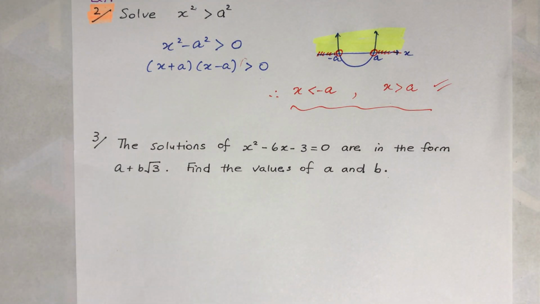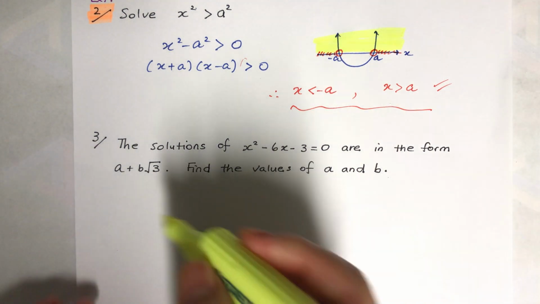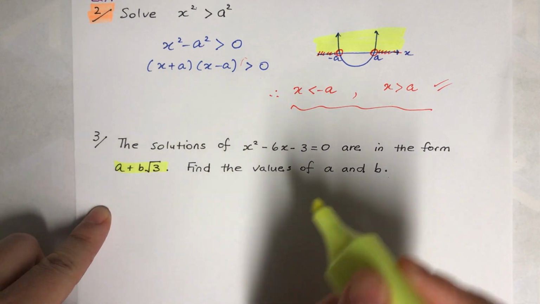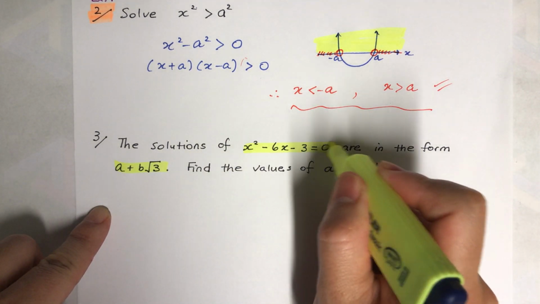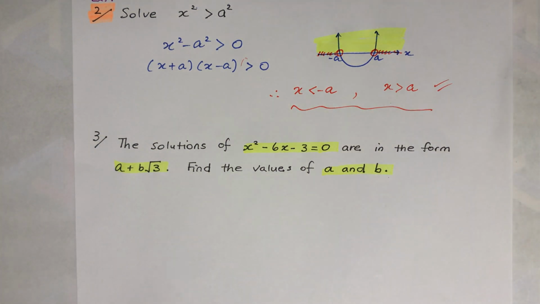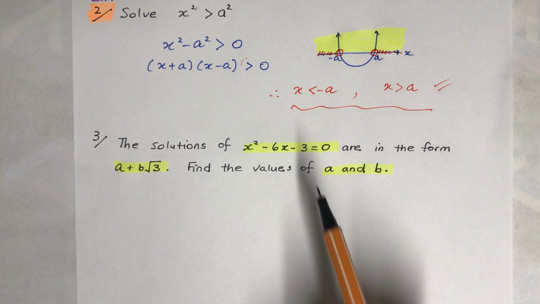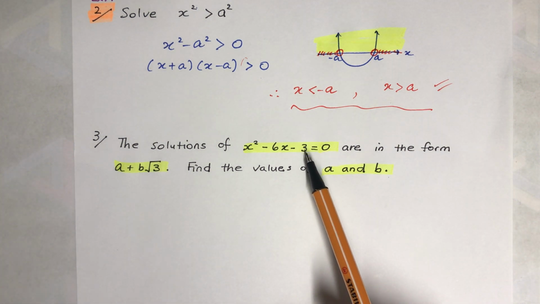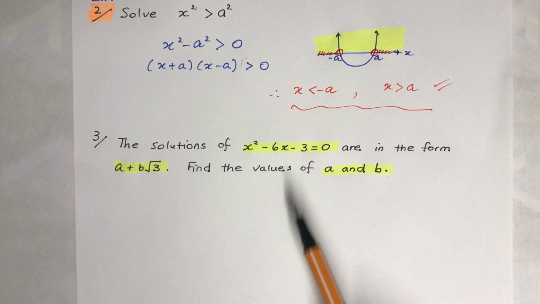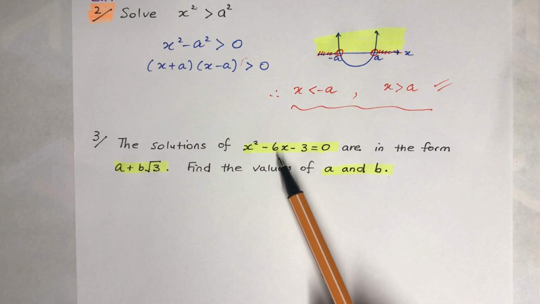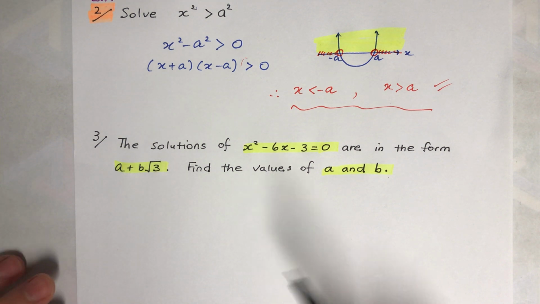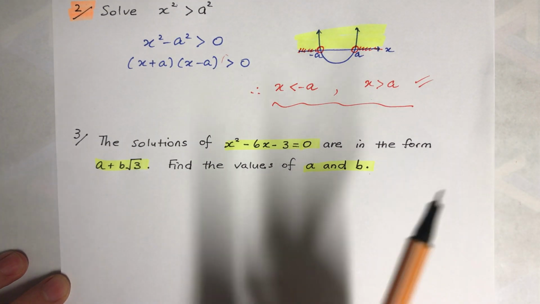The solutions of x squared minus 6x minus 3 equals 0 are in the form of that. And then we have to find the value of a and b. Okay, so let's have a look. So I can't really factorize this normally, because what are the factors of 3? It's 1 and 3. And there's no way I'm going to get 6 from it. So the only way I can do it is the quadratic formula.